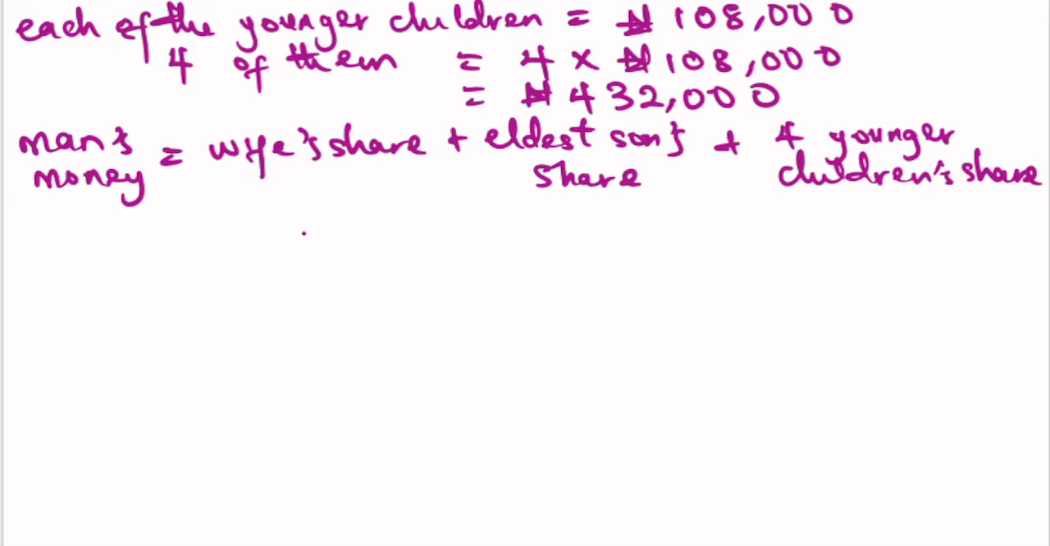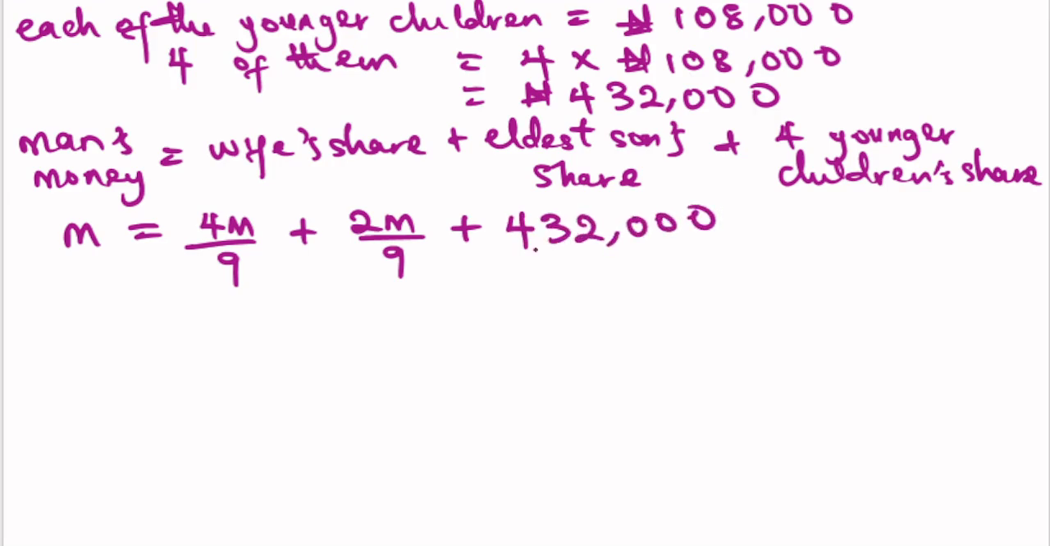So to get that, we're going to add the wife's share plus the eldest son's share plus the 4 younger children's share. After we add them together, we'll be able to get the original money that was shared among this family. So remember, the man's money was represented as m equals the wife's share, which gives us 4m over 9, plus the eldest son will have 2m over 9, plus the 4 younger children will have 432,000. So we're going to make this a fraction, so it's going to look like the others on the right hand side, and look for the LCM. So the LCM of 9, 9 and 1 is 9.